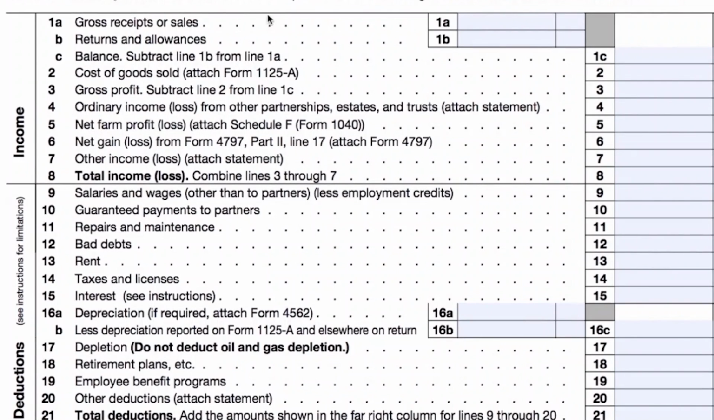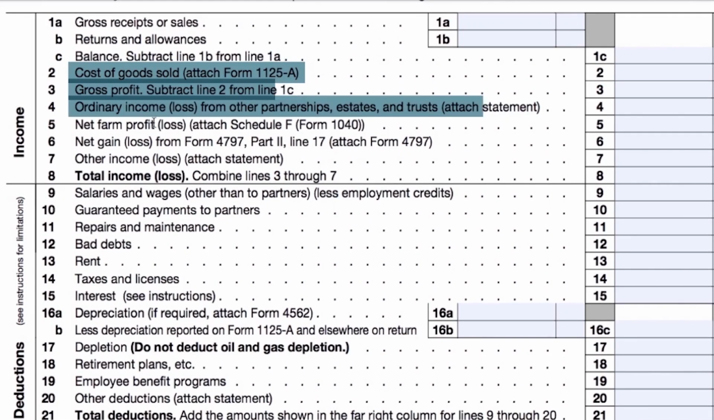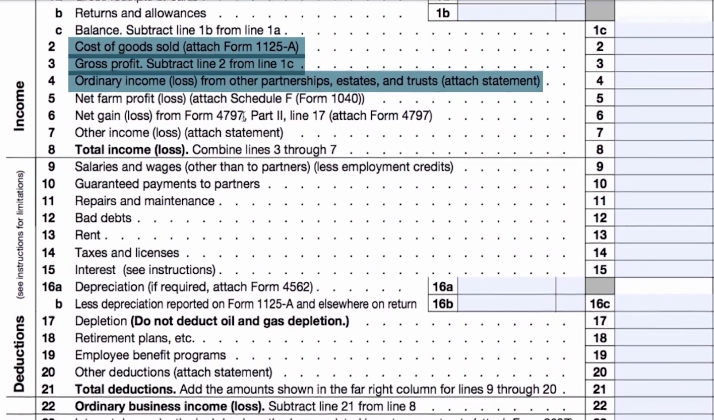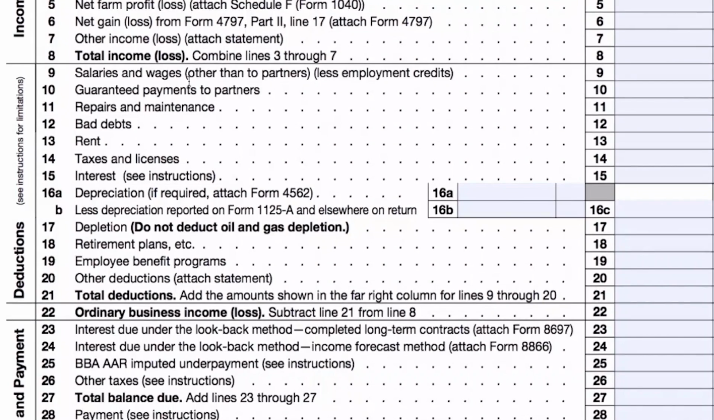Now you'll notice this income doesn't include things like investments, dividends, or interest, sales of things. This is only for what the business is in the business of doing. That's why there's cost of goods sold, gross profit, ordinary income or loss. Now down here are the expenses.